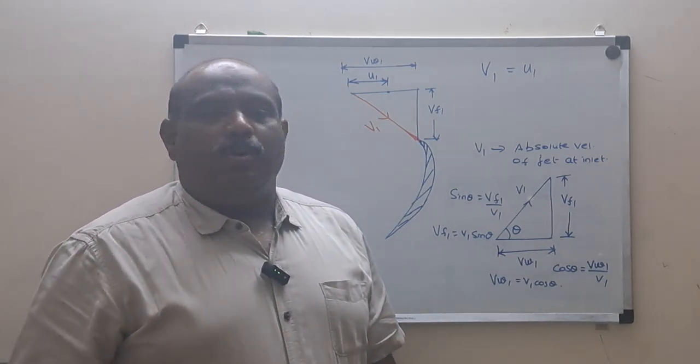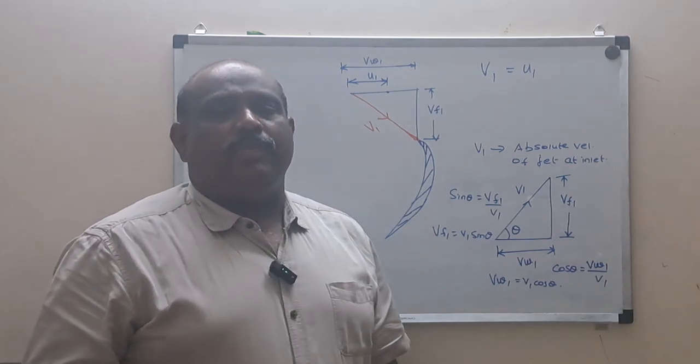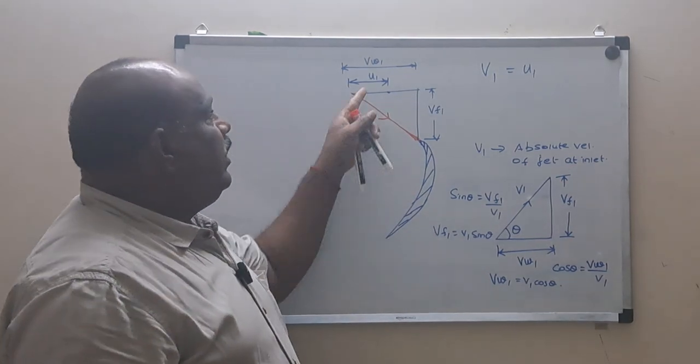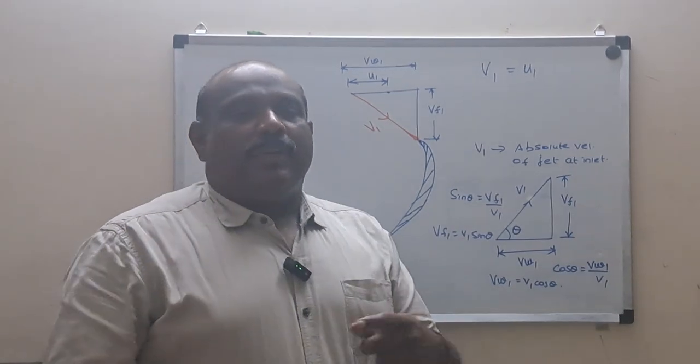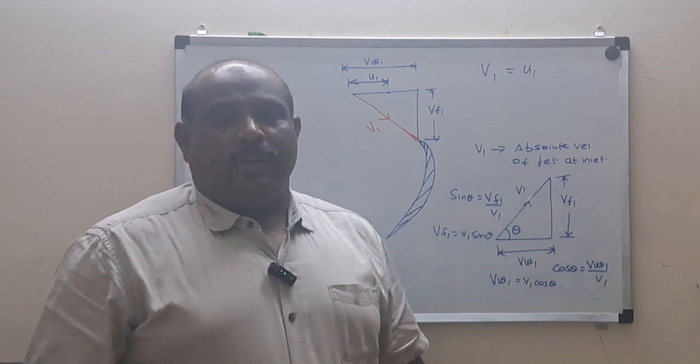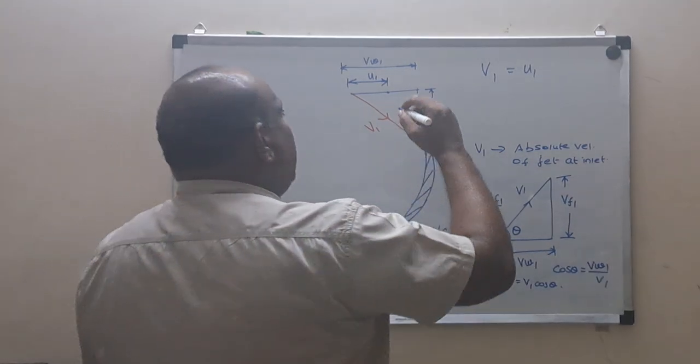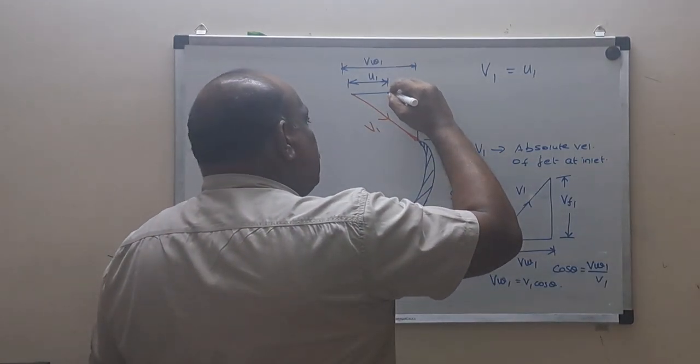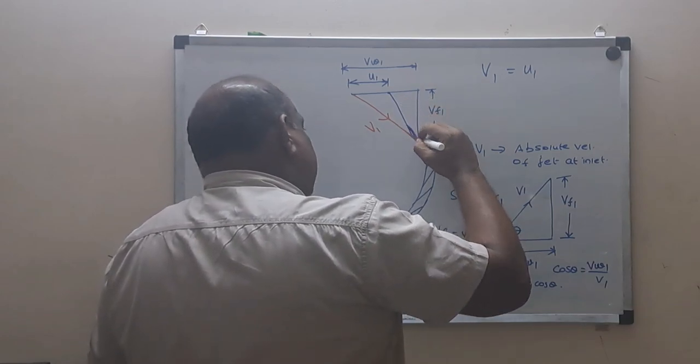Will it be equal to V1? No, definitely it can't be. It can be a part of my whirl component. Not even V1. It will be a part of VW1 only. The whirl component will not all be converted into U1. Only a part of VW1 will be converted into U1. So now we can join this point and this point.